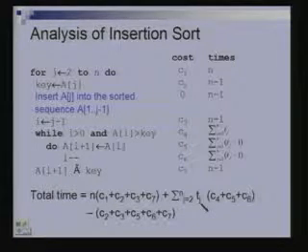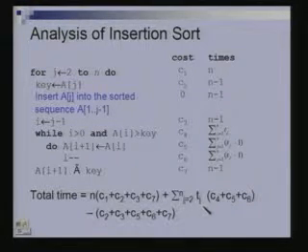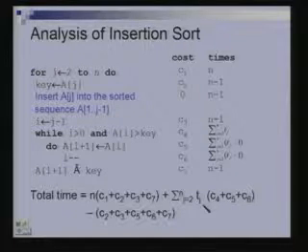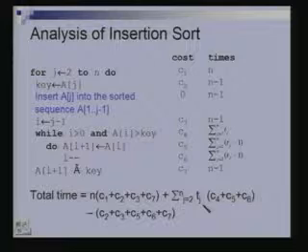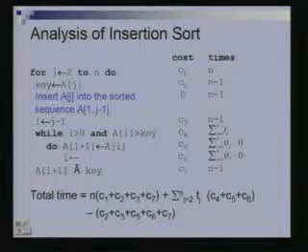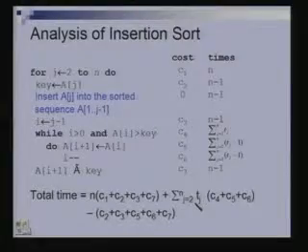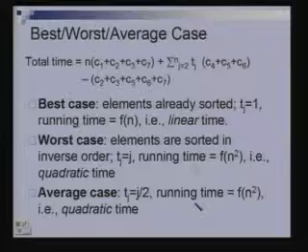T sub j is a quantity which depends upon your instance, not problem. There is a difference here. The problem is one of sorting. The instance is the set of numbers, the sequence of numbers that is given to you. So T sub j depends upon the instance. And let's see what difference T sub j makes.